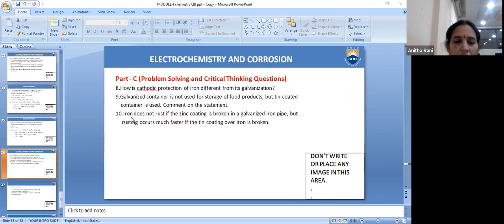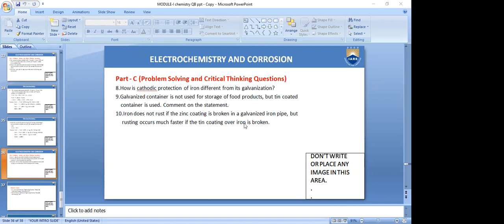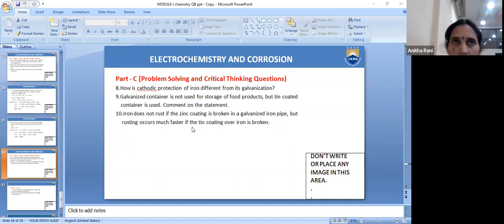Now the tenth question: iron does not rust if the zinc coating is broken in a galvanized iron pipe, but rusting occurs much faster if the tin coating over iron is broken. What will you write as the reason? Students, zinc is more electropositive than iron.